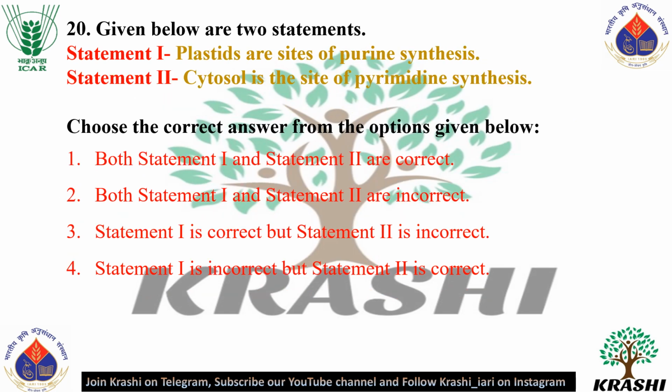Question number 20. Given below are two statements. Plastids are sites of purine synthesis. Cytosol is the site of pyrimidine synthesis. So both the statements are correct.